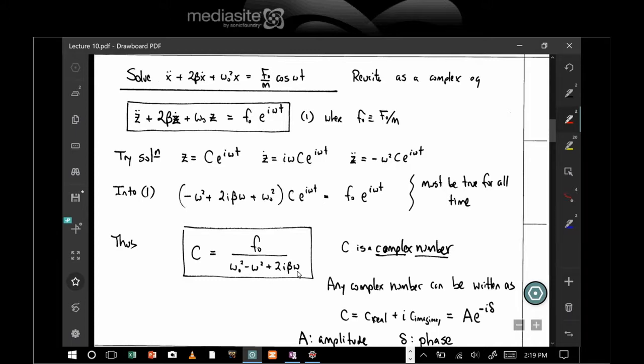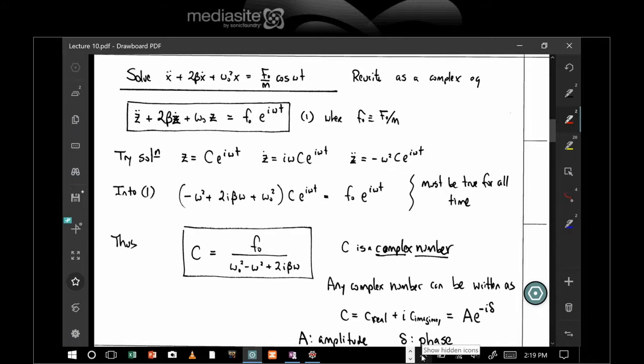a complex number. And in the end, what I'm going to do is say c is equal to, using complex notation, A, where A is a real number and delta is a real number, equal to A times e to the minus i delta. And then A is what I'm going to call the amplitude, and delta is the phase.